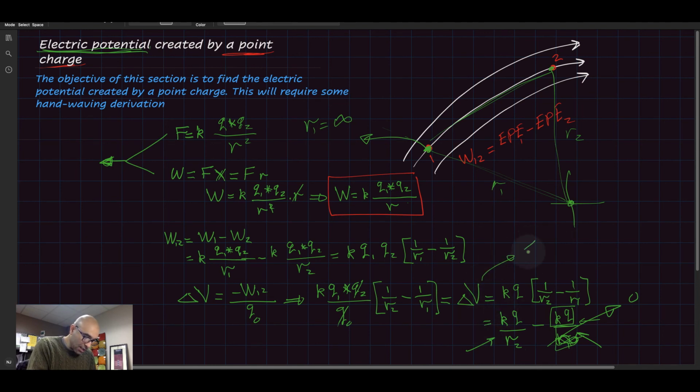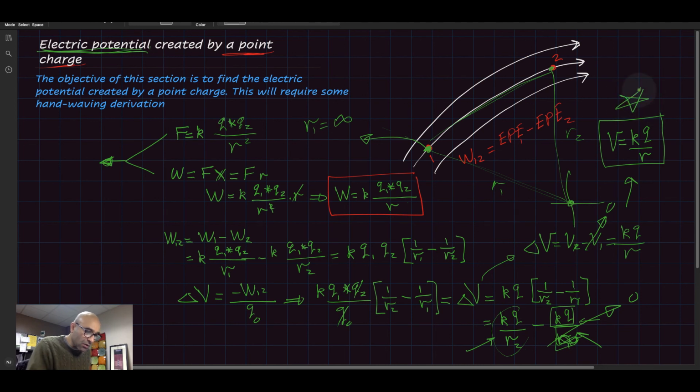I'm going to take this here. Delta V, which is equal to V2 minus V1, is equal to this term here only, K Q over R. I don't need to put R2 because it's the only R in the equation, there is no R1. And we know that the potential at infinity is 0, so V1 is no need for it. So basically, we end up with this nice equation. The potential for a point charge is equal to K Q over R, and that's it.